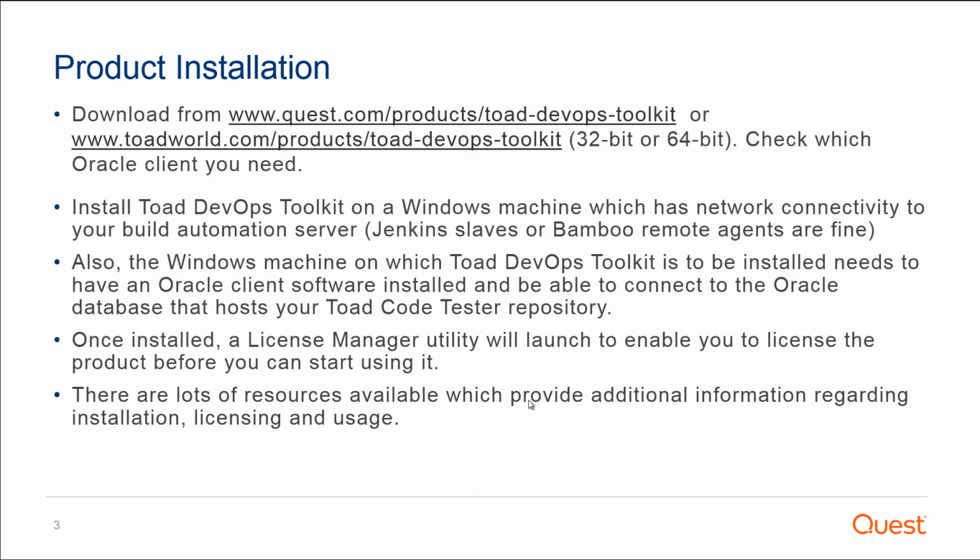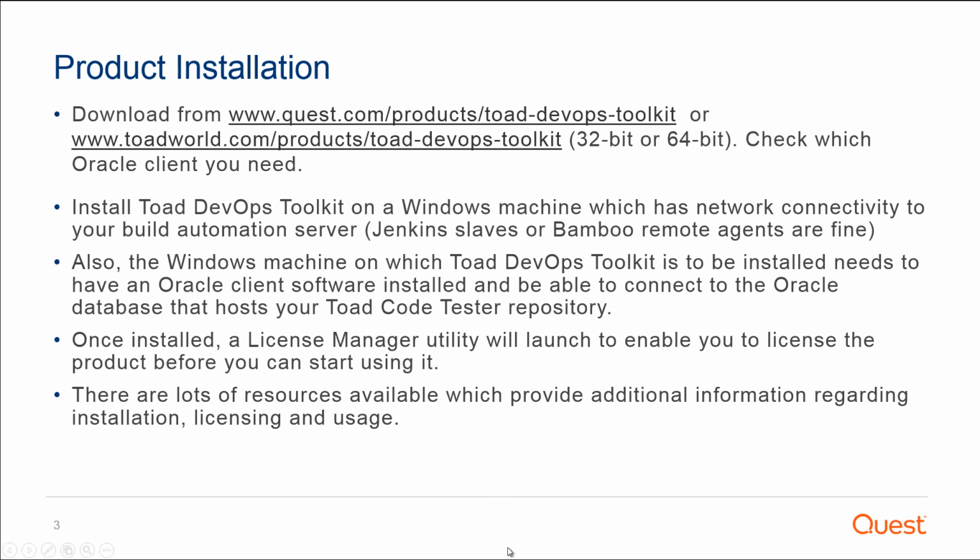So let's get started with the actual installation. So the first thing is you can download Toad DevOps Toolkit from both quest.com and from our ToadWorld community website. There are 32-bit and 64-bit versions, so just check which Oracle client you need on the Windows machine on which you're going to install Toad DevOps Toolkit to make sure you have the right configuration.